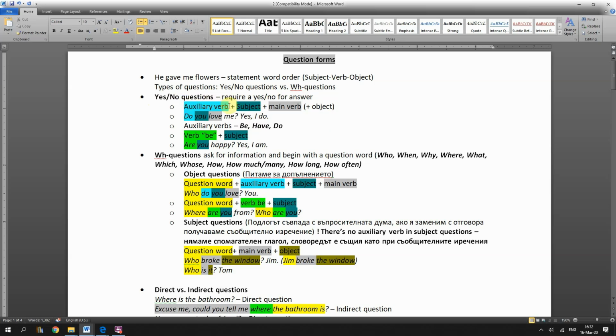start with an auxiliary verb. Here, this is do, but it can be any auxiliary verb. Then you have the subject, then the main verb, object, and so on. What's important here is that the tense doesn't matter.